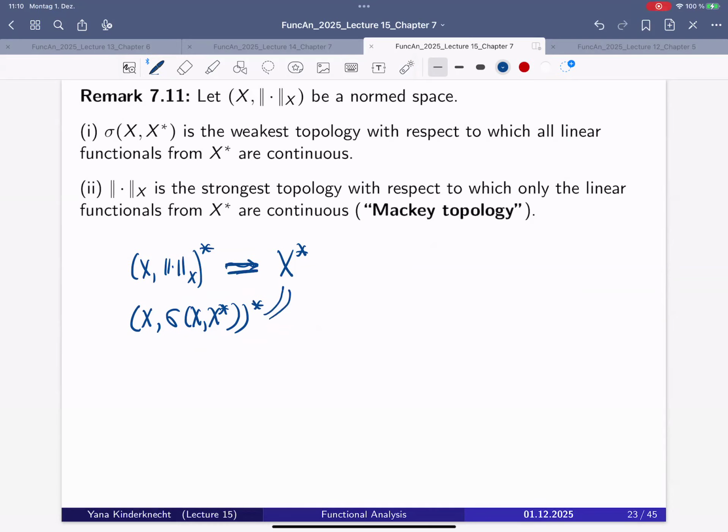So now the question: probably there are some other topologies in between these two, or probably not in between, but probably a topology which is weaker than this one, but still preserves the same topological dual. Or probably here we may find even a stronger topology instead of this one, such that still the topological dual will be preserved. So the statement is that no. This is the weakest possible topology, and this is the strongest possible topology, such that the topological dual is exactly this one.